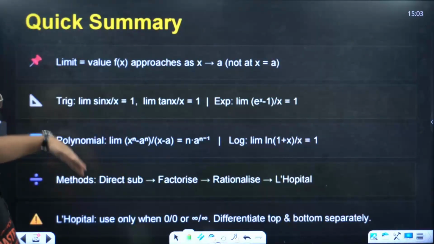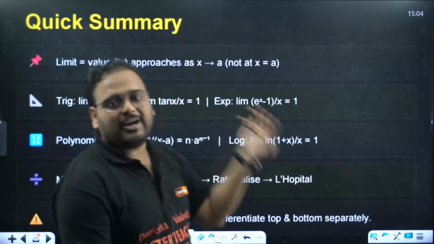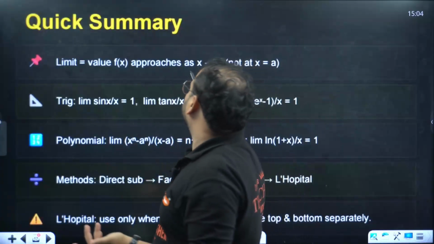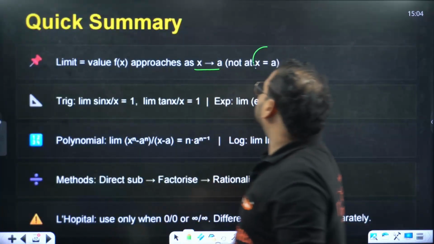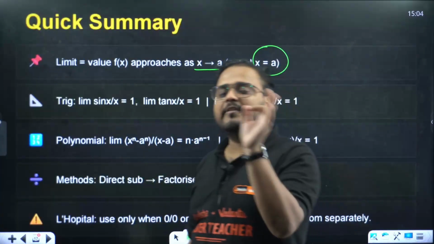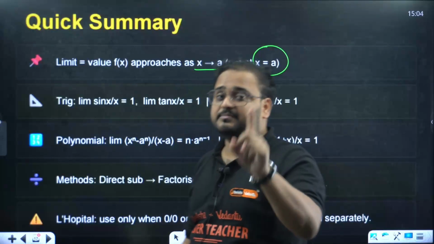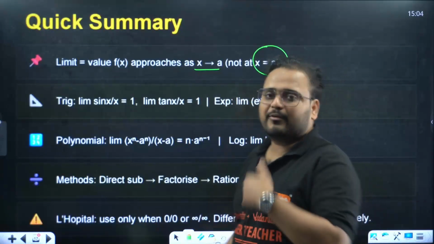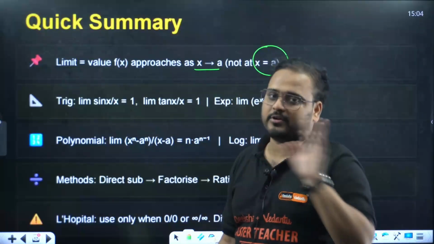This is a summary. So what is a limit? It's the value of the function when x approaches a but is not equal to a. The meaning of x tends to a is that it is not equal to a. First meaning is that only. Again, what is left neighborhood, right neighborhood? I have explained that already.